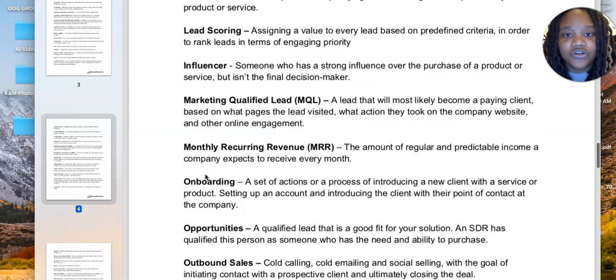Okay, an influencer is someone who has a strong influence over the purchase of a product or service, but isn't the final decision maker. This is key, guys. So when I read this the first time, I honestly thought about when I sold cars.